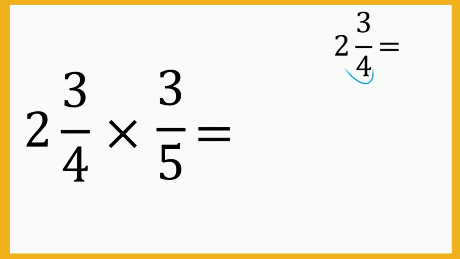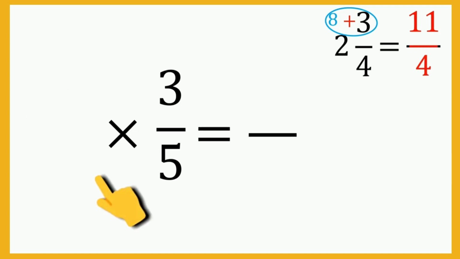We multiply the denominator to the whole number. So that's 4 times 2. And the answer is 8. Next, we add 8 to the numerator. And the answer to that is 11. The number 11 will become the numerator. And for the denominator, you simply copy the previous denominator. In this case, it's 4.